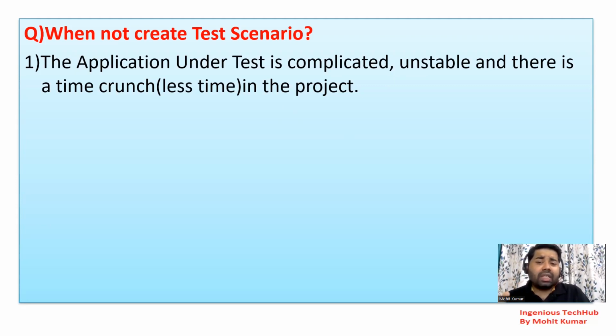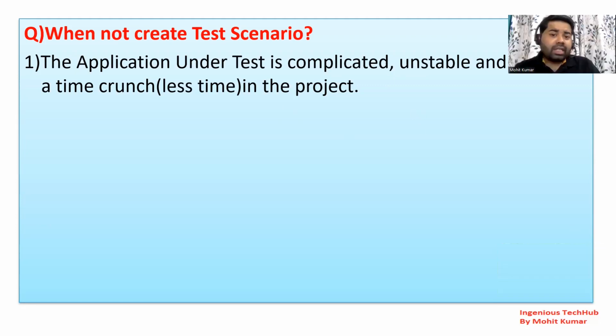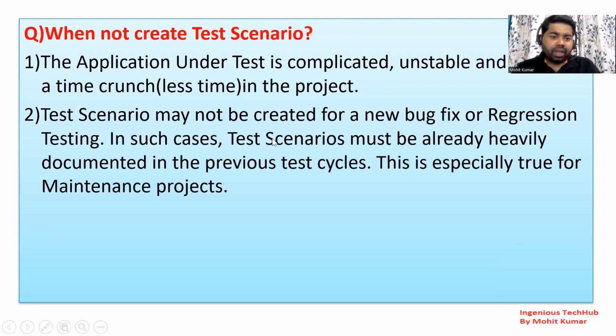Okay, your application is unstable, there is a time crunch, you have less time in the project. So in this scenario, we cannot create a test scenario. Test scenario may not be created for a new bug fix. So here guys, if you learned my previous session, then you will understand. In the regression cycle, we are not going to write the test scenario.